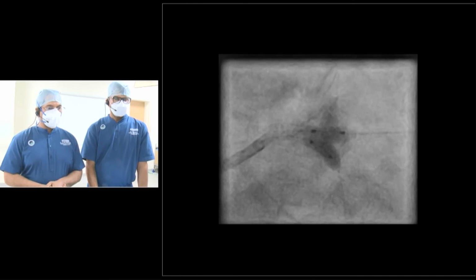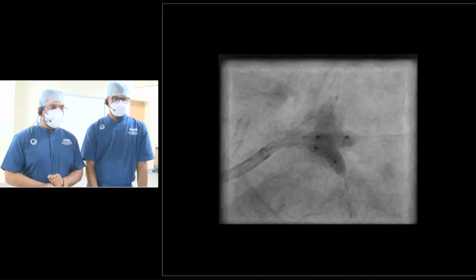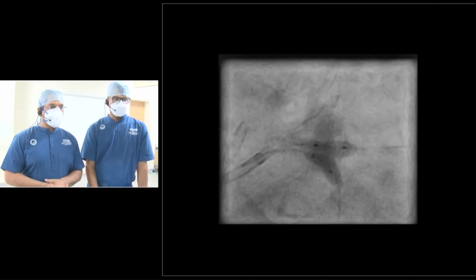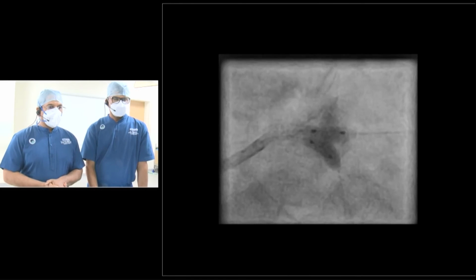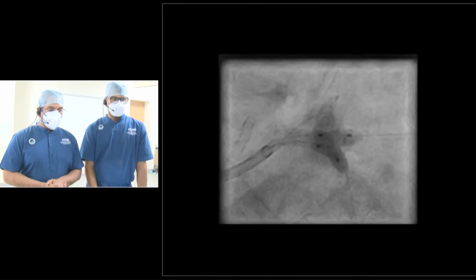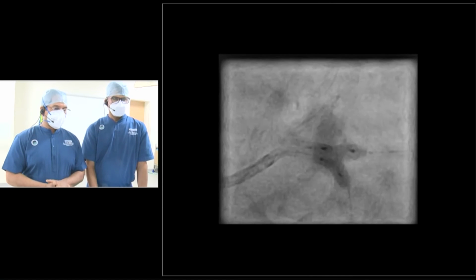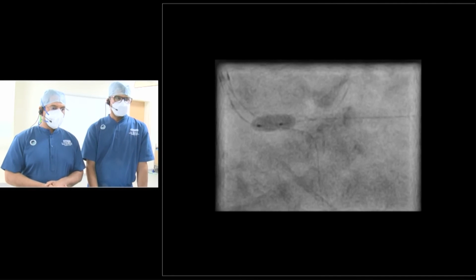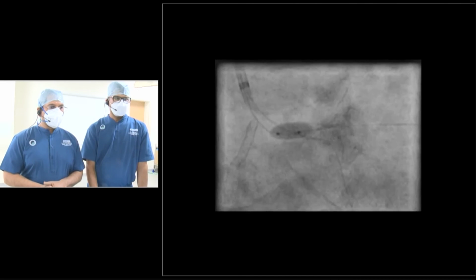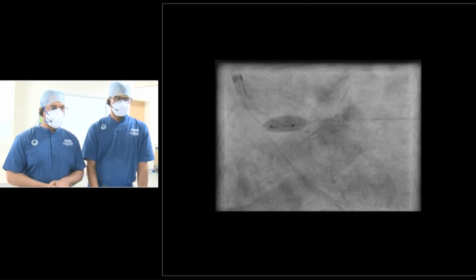And this is the second kiss. We did it in both the LAD and circumflex with 3.5 by 8 balloons, going up to 14 atmospheres, the optimum pressure. After that we did the final part, that is a 4 by 8 millimeter NC balloon.